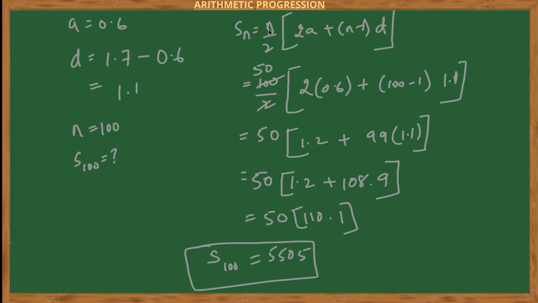So n is the nth term, a is the first term, d is the common difference. So using this, we will find the solution. So this is simple. So let's see how things will turn around with some more twists in the questions. Let's move to the next question.